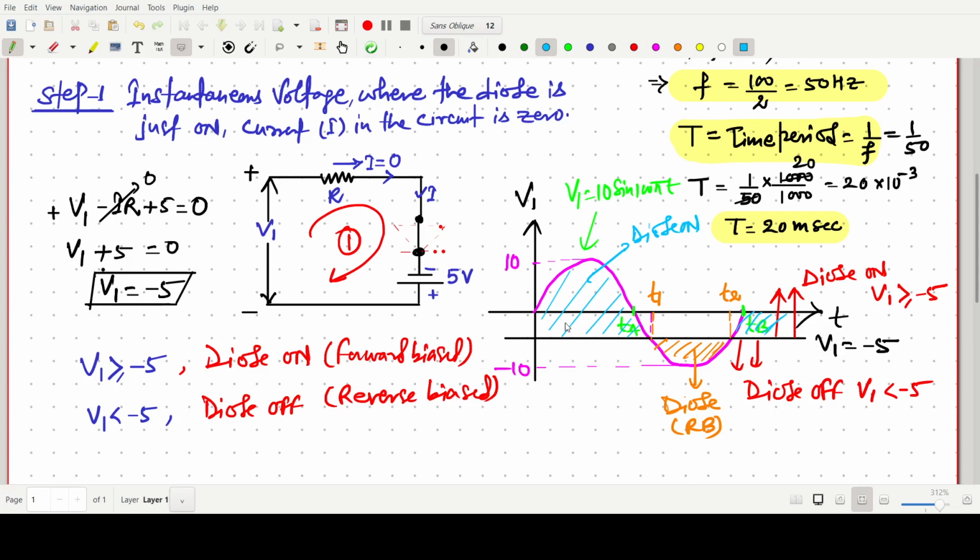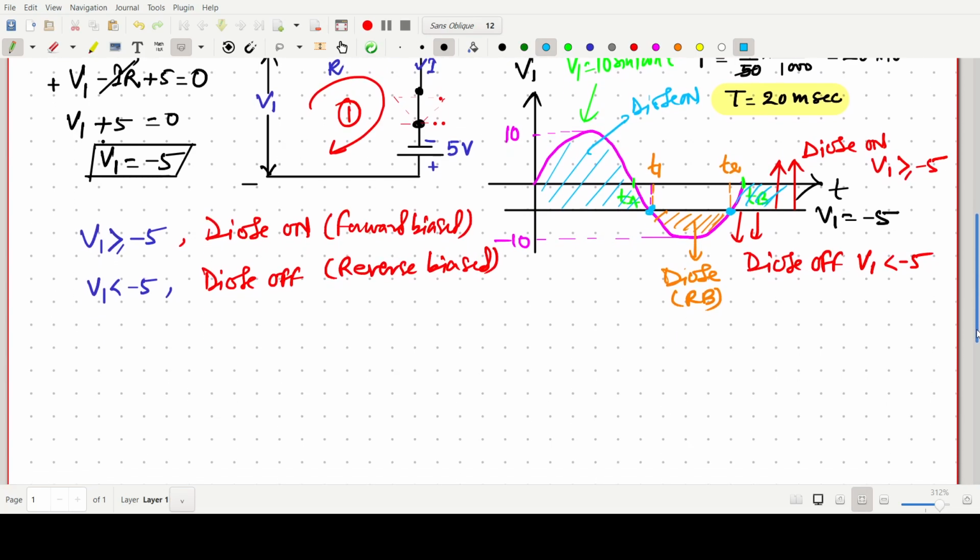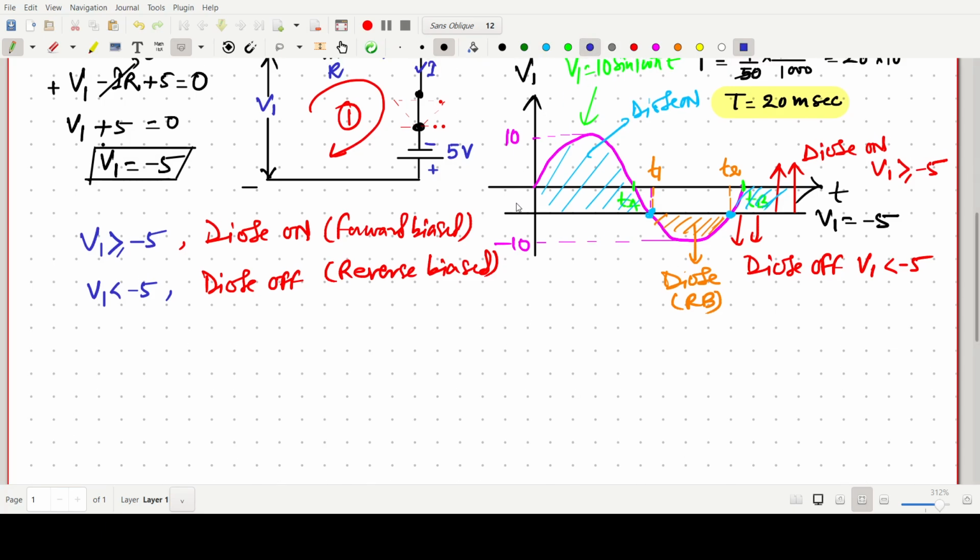For this purpose, simply, as we know the curve and minus V1 equals minus 5, we can find this point and this point easily. So how will we find this point? We know the graph of the sinusoid, so we can write 10 sine 100 pi t is simply minus 5. This one is also V1, and this one is also V1.